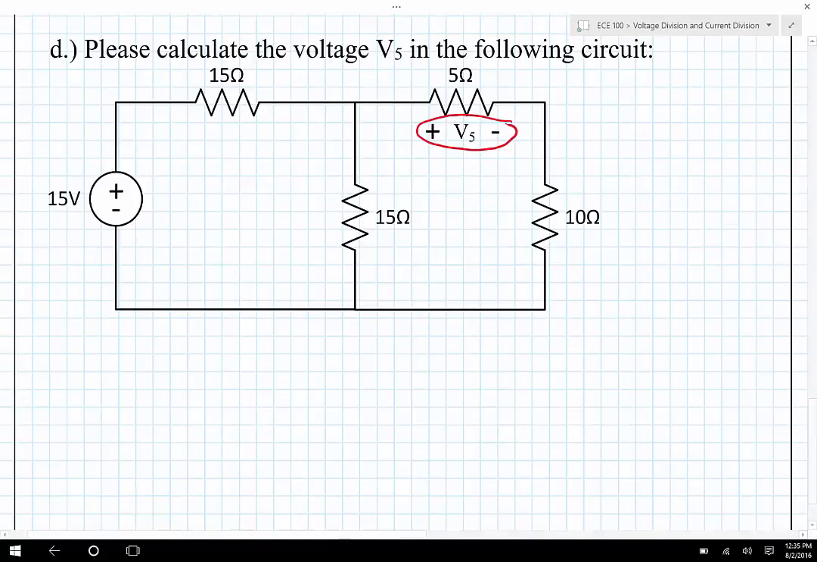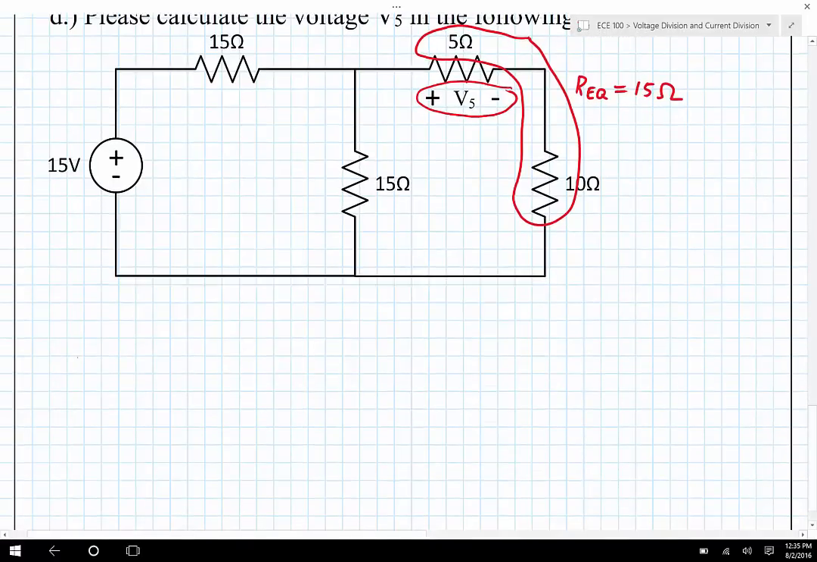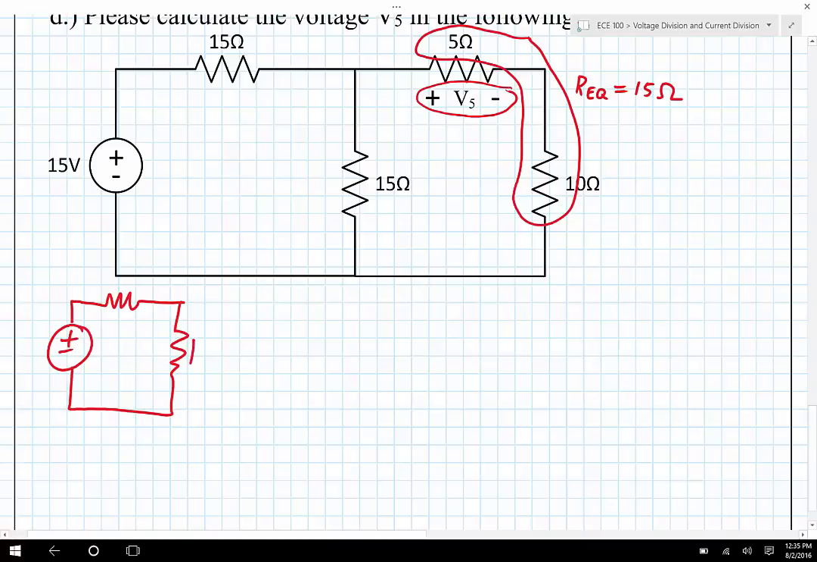Okay, so let's follow the same path that we followed last time. We know that the 5 ohm and the 10 ohm are going to be in series, so our equivalent is going to be 15 ohms. I will go ahead and expand this out. So I'm going to have the 15 volt here. I'm going to have a 15 ohm resistor here. I'll have a 15 ohm resistor here. 15 ohms and 15 volts. And then I've got another 15 ohm resistor here.